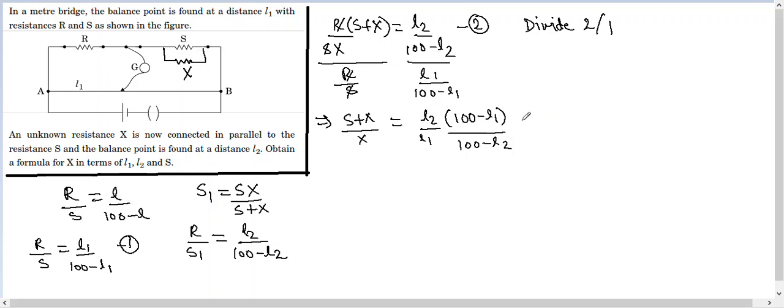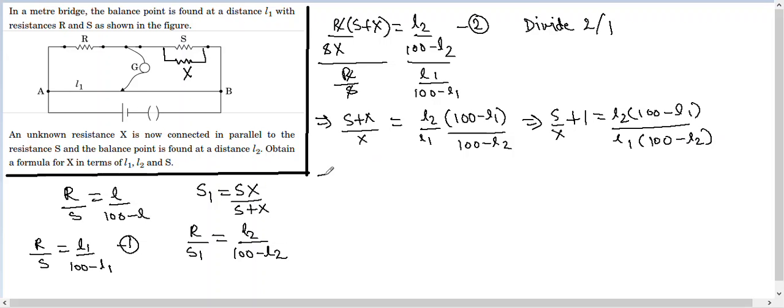Now this LHS can be written as S upon X plus 1 is equal to L2 into 100 minus L1 upon L1 into 100 minus L2. So now we're just going to take this 1 on the other side. So S upon X is equal to L2 into 100 minus L1 upon L1 into 100 minus L2, minus 1.